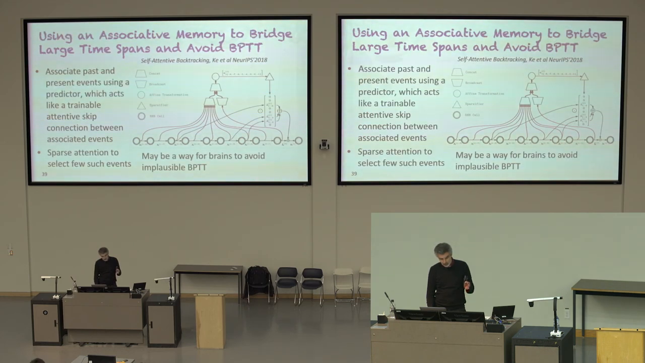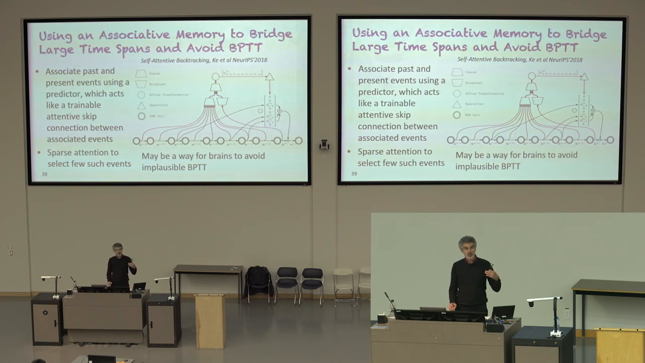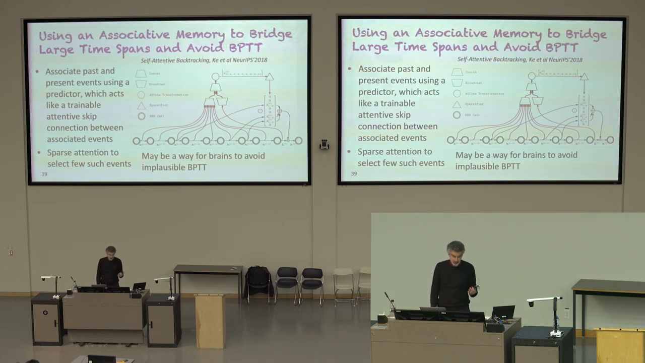Last paper I want to mention is the self-attentive backtracking, which really implements some of these ideas in the context of an agent that's looking at a sequence and uses self-attention to select a few elements from the past microstate in order to take a decision at the next time step. And we showed how that can help to deal with long-term dependencies and vanishing gradients.